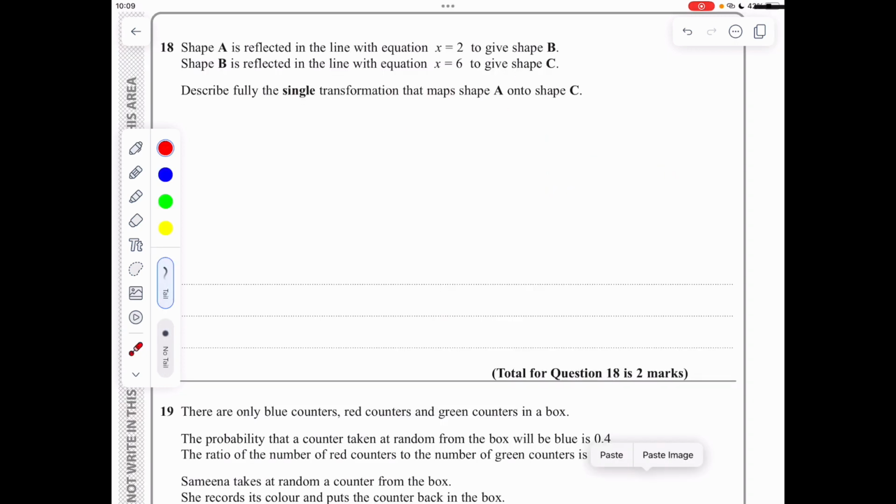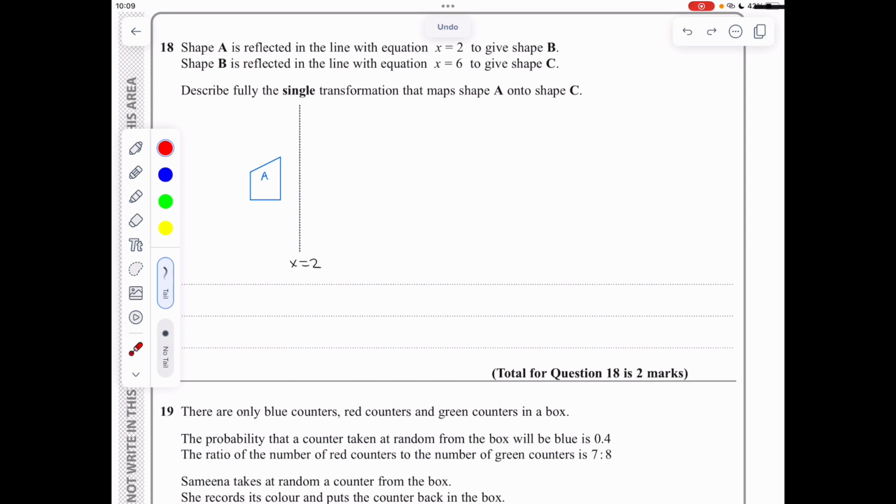In 18, shape A is reflected along axis 2 to give us B, and then B is reflected along axis 6 to give us C. We need to describe fully the single transformation that maps A onto C. I will try to draw something just to illustrate what's happening. So I will start with a random shape. I will call this A.